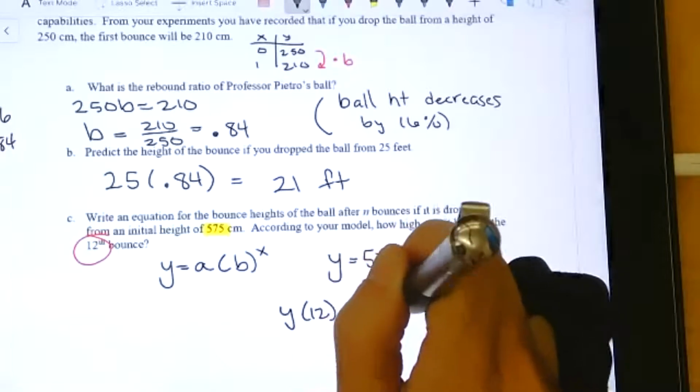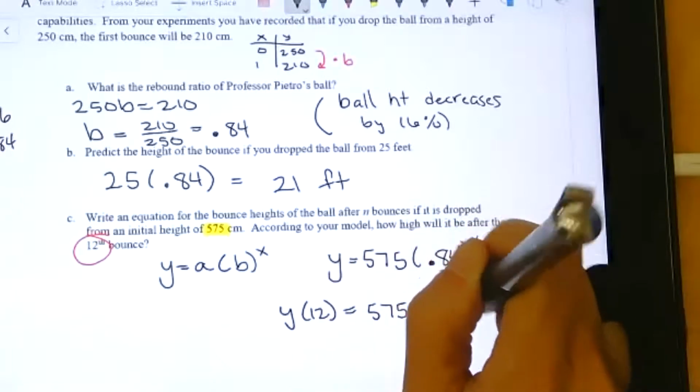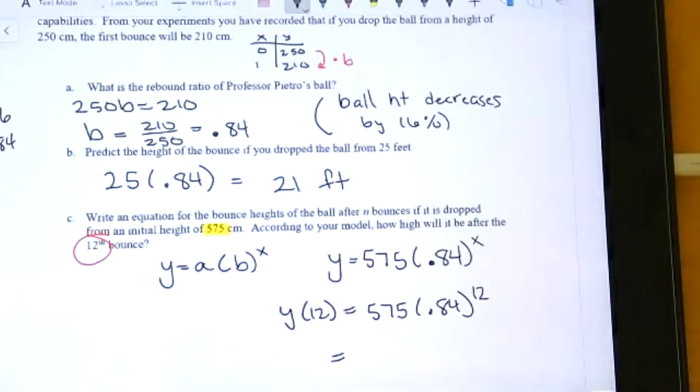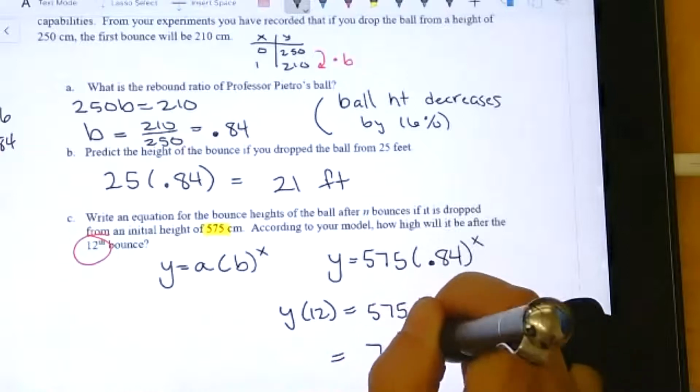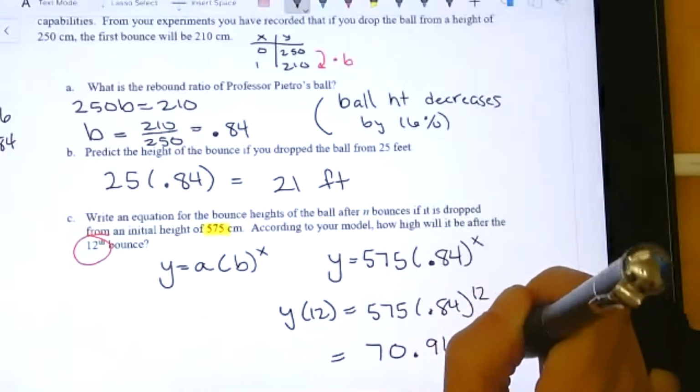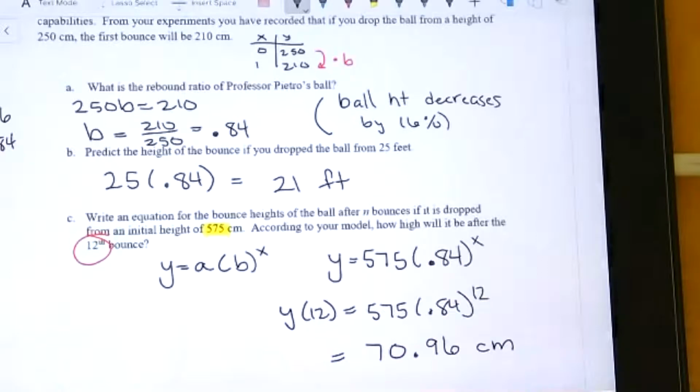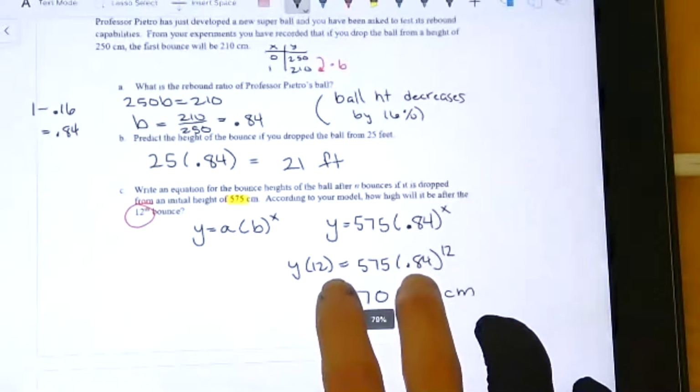So 575 times 0.84 to the 12th power is 70.96. And this would be centimeters because the 575 is centimeters. Okay, so if you took this ball, Dr. Pietro's ball, dropped it from 575 centimeters and let it bounce 12 times, that's how high it would still be bouncing at that point. So after the 12th bounce, it would reach a height of just about 71 centimeters.